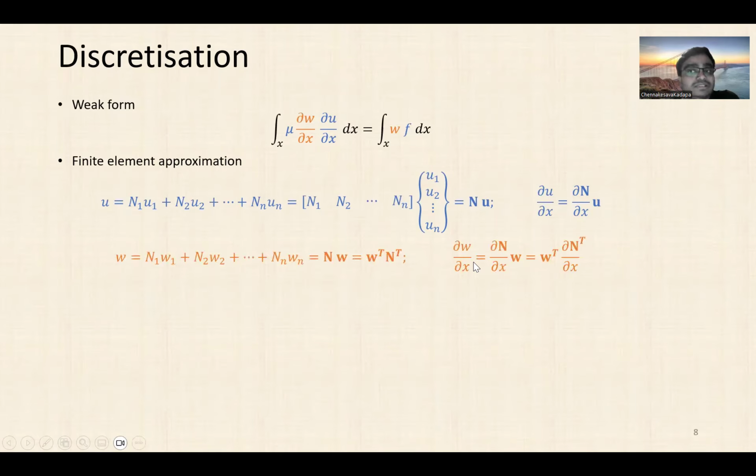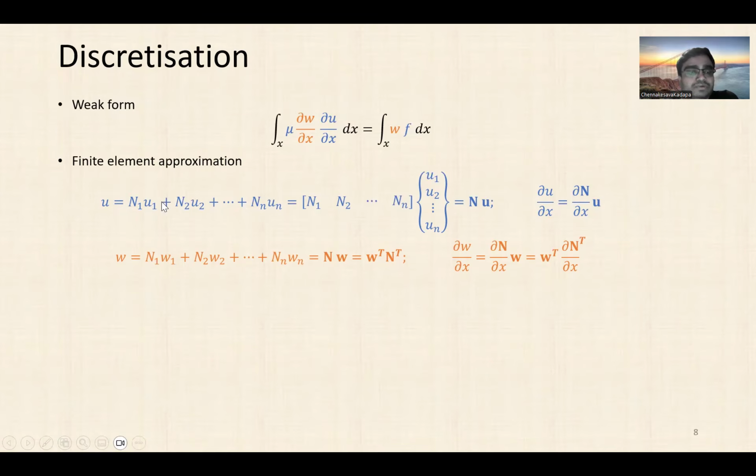Similarly, by using the Galerkin method, we approximate the weight function, and because of the Galerkin method, the basis functions for the weight or test function are also the same as the basis functions for the solution. Okay, and for the weight function, we also represent using the transpose. So w equal to N w in vector form, and by taking the transpose, we can also write it like this: w transpose multiplied by N transpose, and then we have the derivatives.